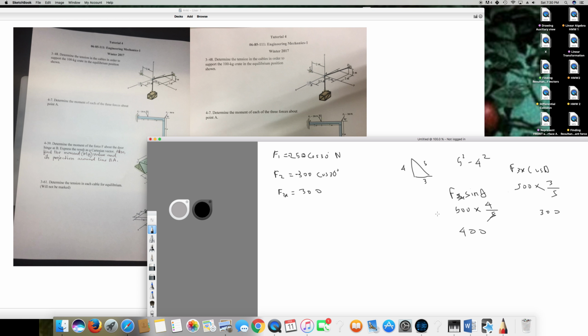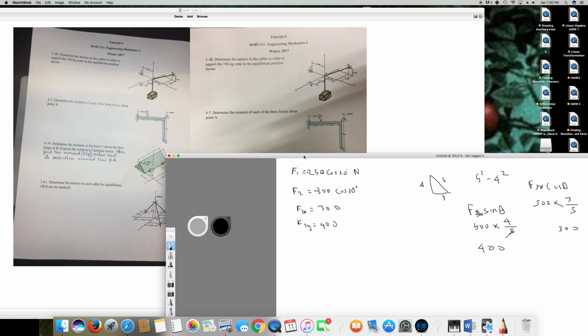F3x is 300, F3y is 400. Now this is not about the force. The question is all about determining the moment. So if they say something like moment, we have to multiply the force by distance. So I have to take care of the distance for each one.